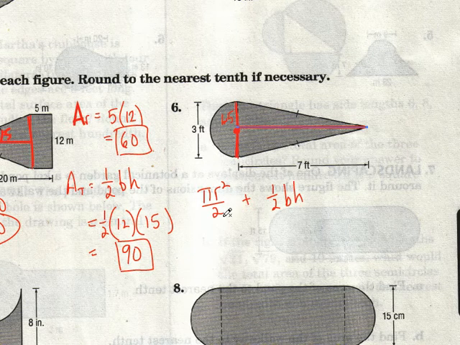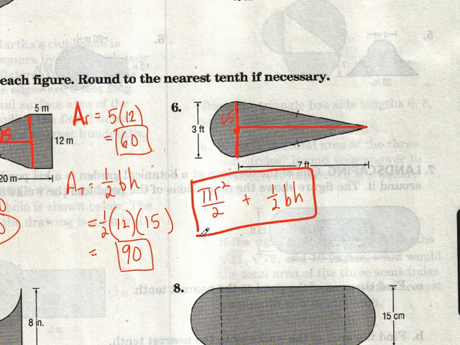So it's pi r squared over 2 plus 1/2 the base times the height. I mean, is it like you have to memorize this particular formula? No. You memorize the area of a circle. You memorize the area of a triangle. You just look at it and see that you've got to put those together to find the total area. It's not too hard, is it?